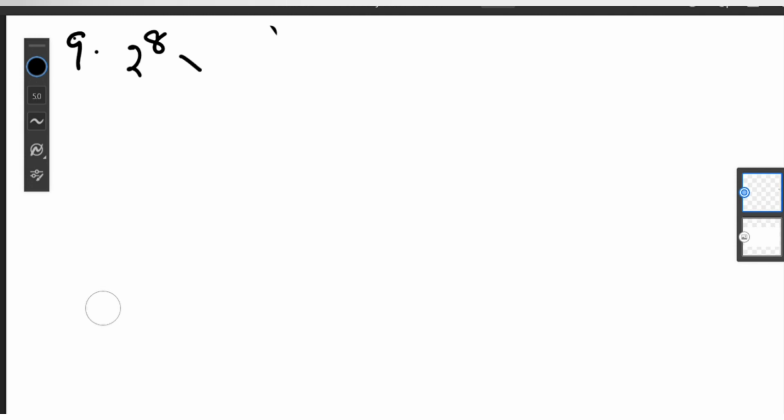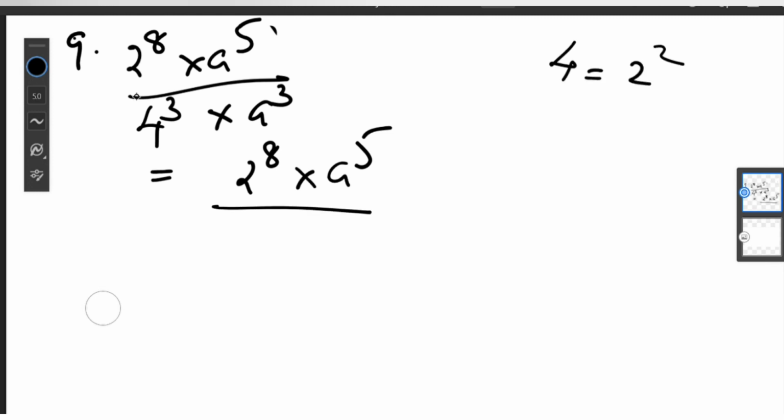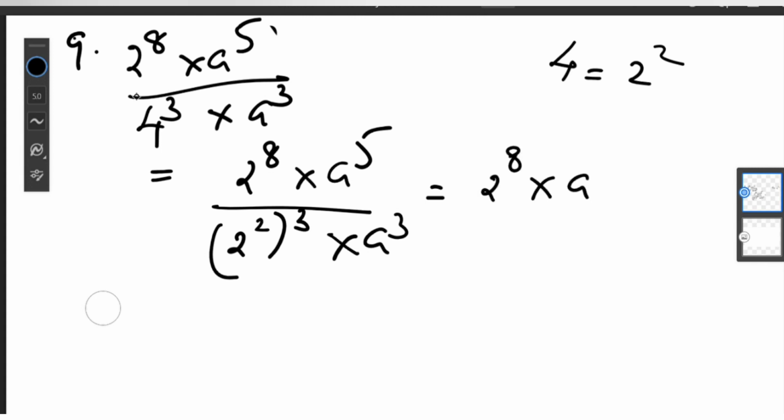The ninth question. 2 to the power 8 into a to the power 5 by 4 cube into a cube. So here a is similar, but 2 and 4 are different. So we have to write in a proper way. That is, 4 has to be written in the form of 2. 2 to the power 8 into a to the power 5 by, how can we write 4? 4 is equal to 2 square. So 2 square whole cube into a cube. Then we can simplify.